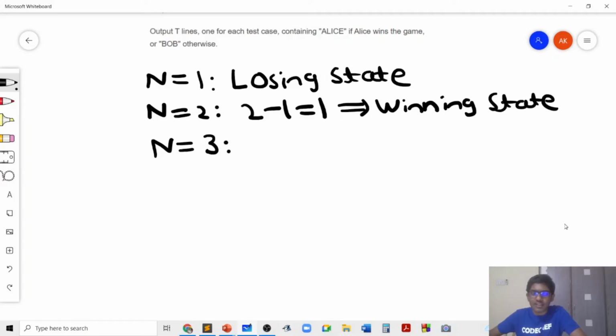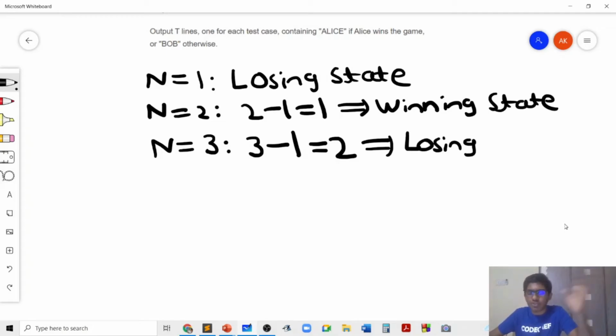If n is 3, there's actually only one possibility. We can only subtract 1 from 3, so we get 2. This is the only possibility. And since 2 is a winning state, 3 becomes a losing state, because all the possible states you can get from 3 are winning states. That's why 3 is a losing state. This is just basic game theory which you should know.